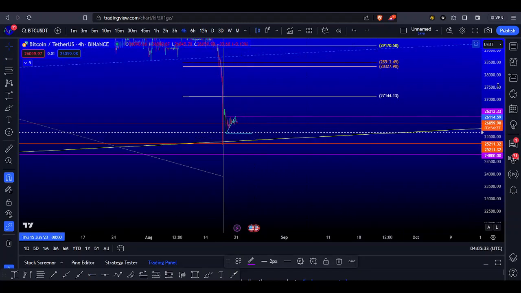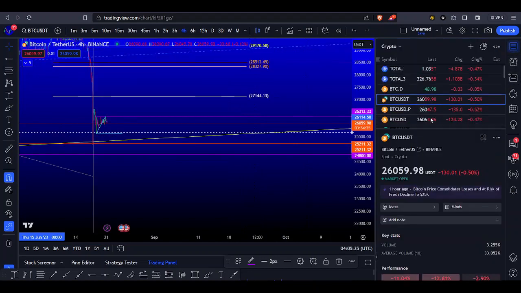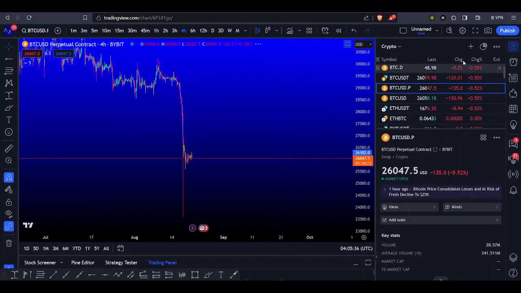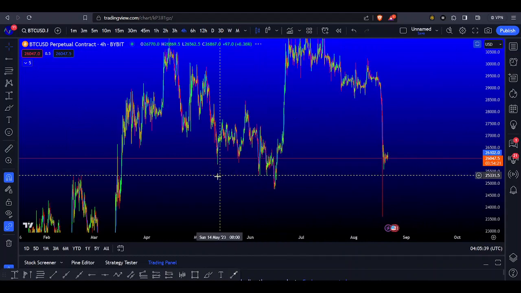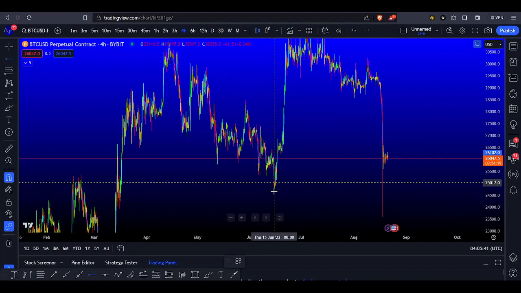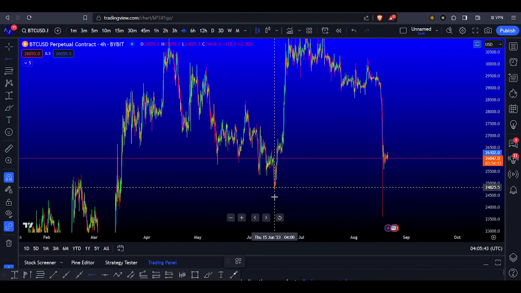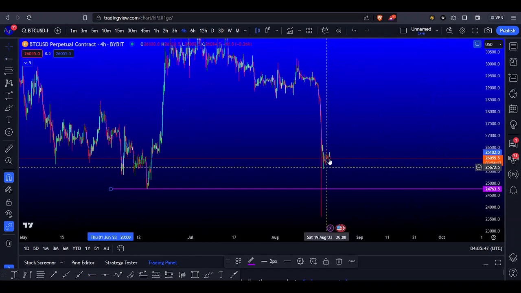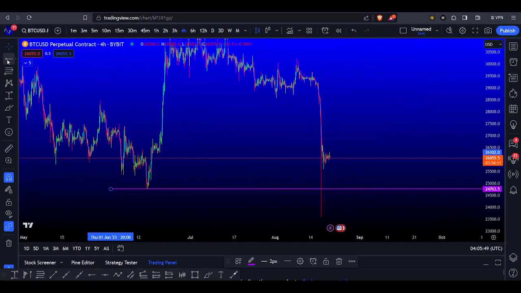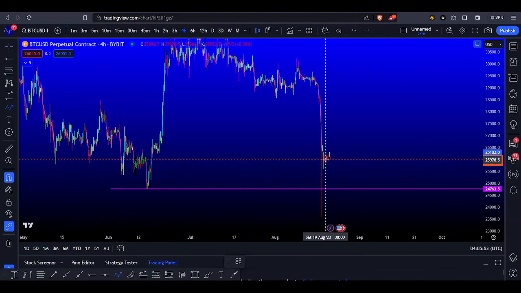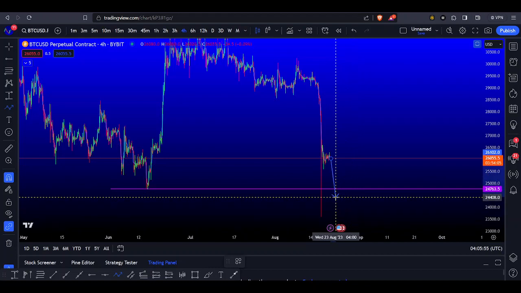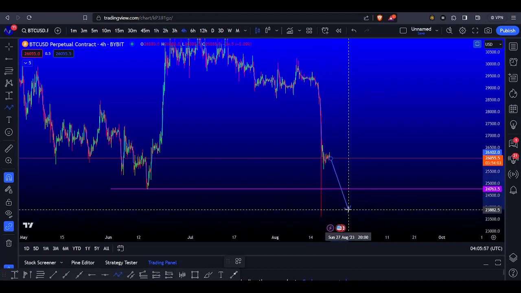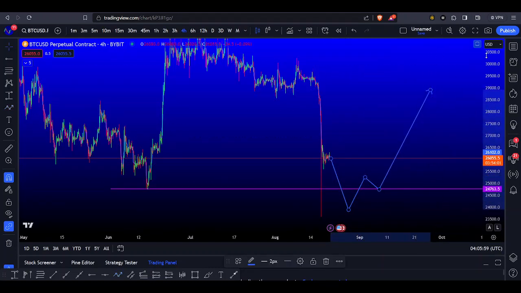But if we go ahead and look at the Bybit perpetual contract chart, look at what happened. Price came down, swept these lows, and it's now consolidating higher. What I think will happen is that Bitcoin on other exchanges are going to come back down, do exactly what Bybit did, sweep the lows before moving higher.